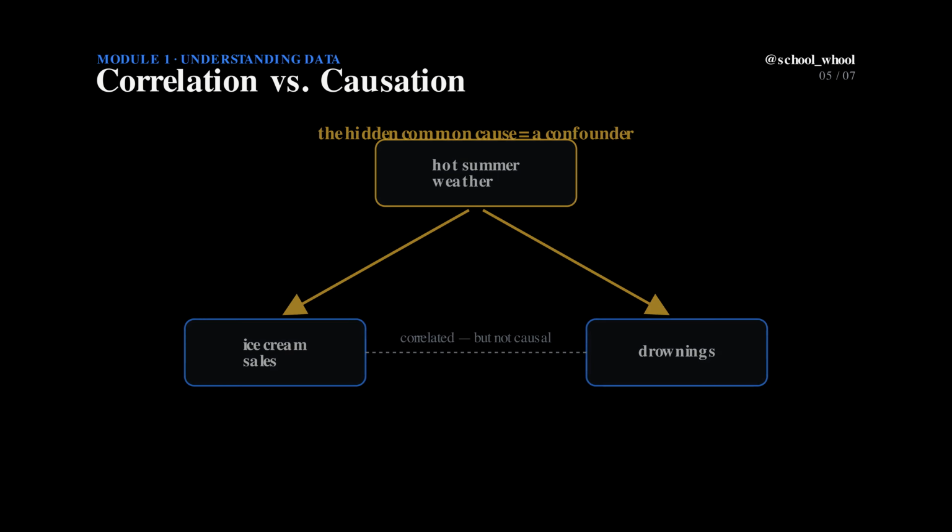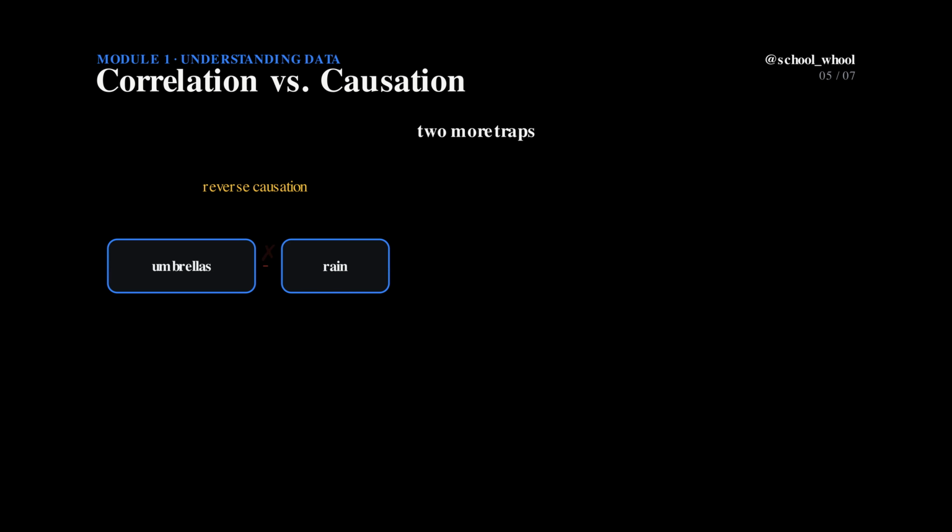Confounders are one trap, but there are others. Sometimes the arrow points the wrong way: reverse causation. You might think umbrellas cause rain, when of course it's rain that causes umbrellas. And sometimes it's pure coincidence. With enough data, unrelated things can drift together by chance alone.